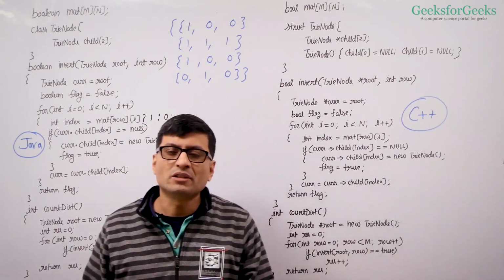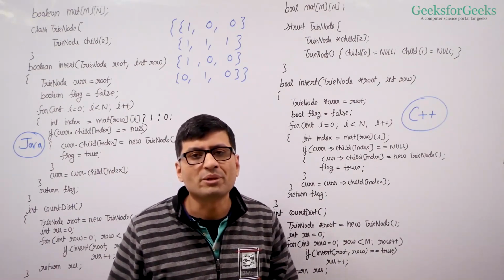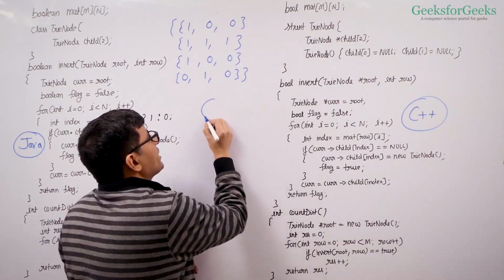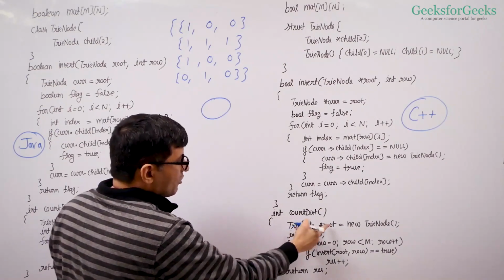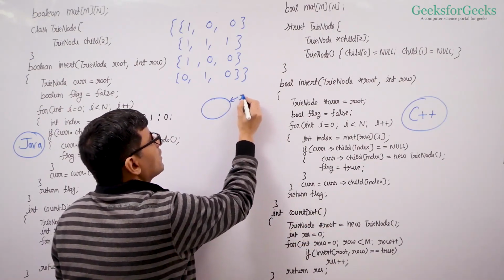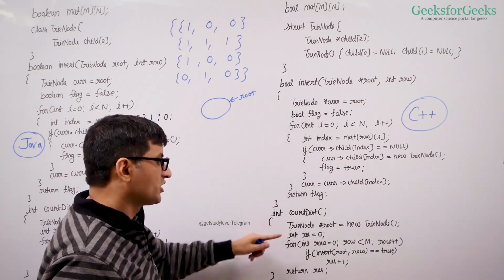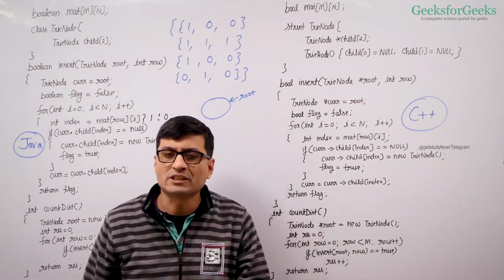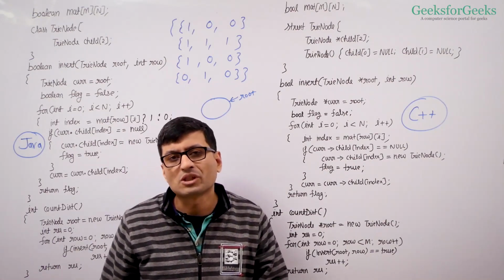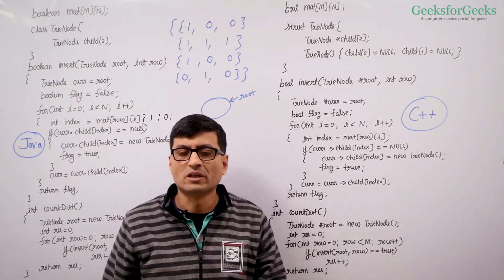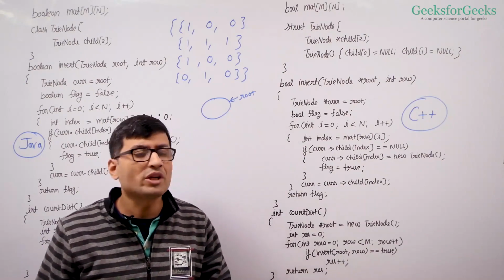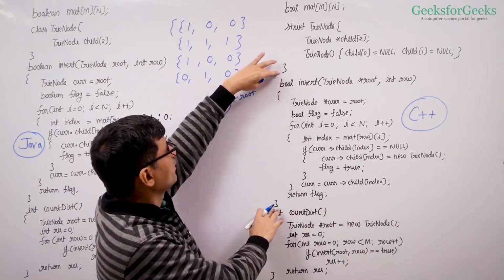In this function, the first step is to create an empty trie. So we create an empty trie, right? And we have root of this trie. After creating the empty trie, we initialize the result as 0. And after initializing the result as 0, we traverse through all the rows one by one. And for every row, we call this function insert, right?